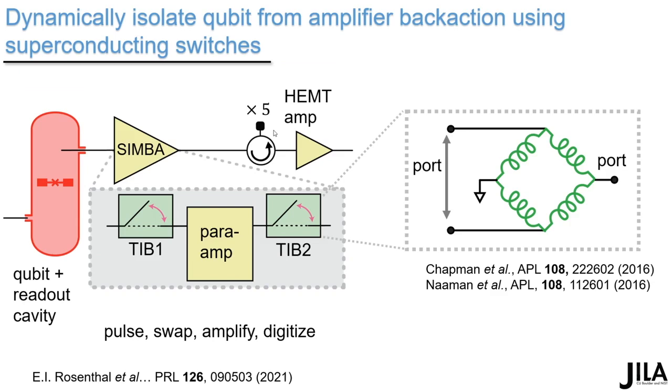These TIBs are constructed from a Wheatstone bridge of SQUID arrays, so sort of conceptually similar to a mixer where the diodes have been replaced by arrays of SQUIDs. And the balance or the imbalance of the bridge can be changed using a single flux bias line. So by changing this bridge of inductors between balanced and imbalanced, we can change our switch from transmitting to reflecting.